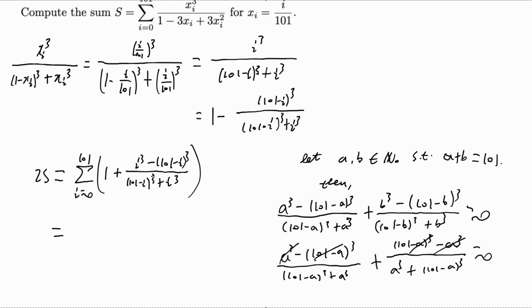Therefore, when we pair things up, I'll write it here, 0 and 101, 1 and 100, and then until 50 and 51. Meaning, all of these terms will just be 0. So we have 102, and notice that this is 2s, so therefore our s is equal to 51.